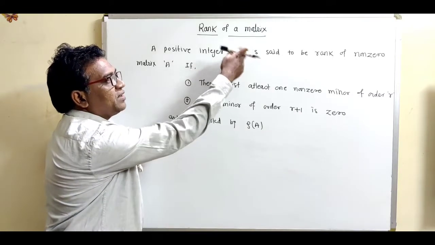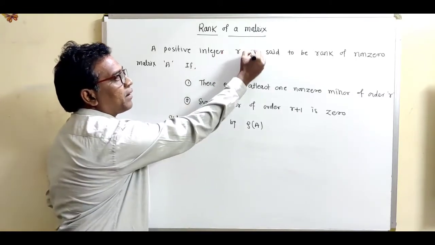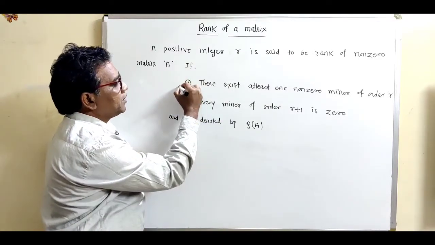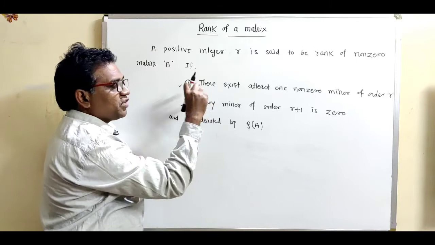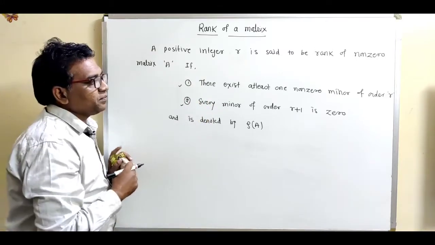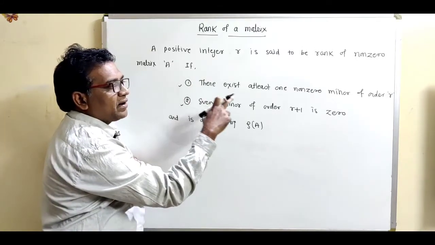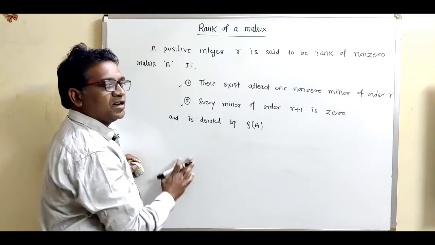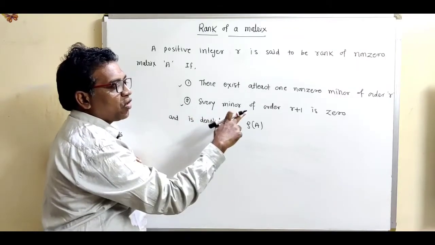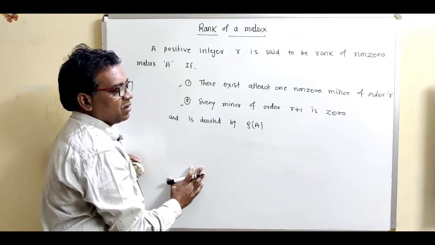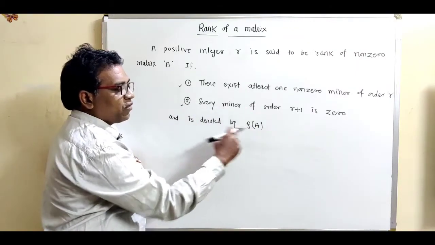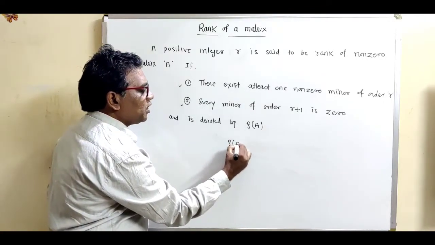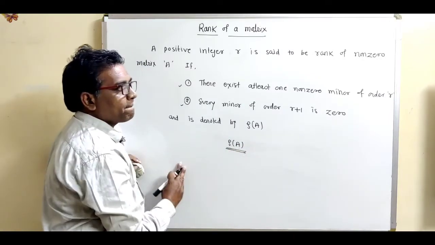A positive integer r is said to be a rank of non-zero matrix A if this definition contains two conditions. There exists at least one non-zero minor of order r, and the second condition is every minor of order r plus 1 is 0. And this is the notation for rank of matrix. Rank of matrix is denoted by the notation rho of A.